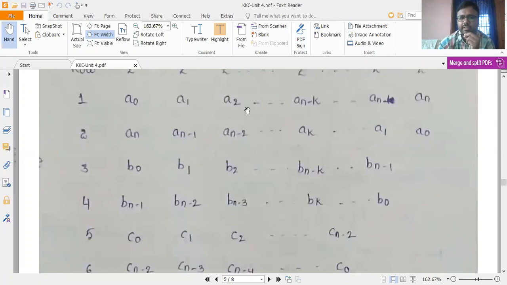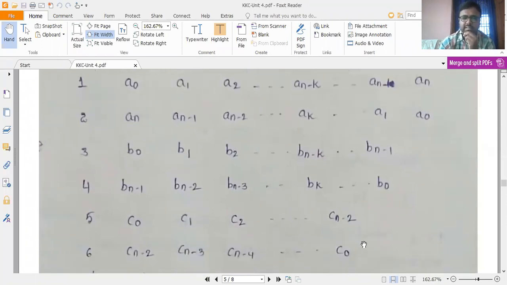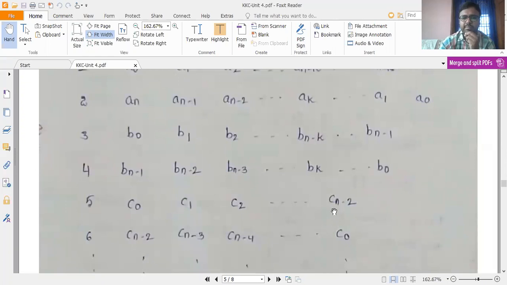And the fifth row starts from c0, c1, c2 and so on up to cn minus 2. And the sixth row is nothing but the reciprocal of this fifth row, which is going to start from cn minus 2, cn minus 3, cn minus 4 and so on up to c0.